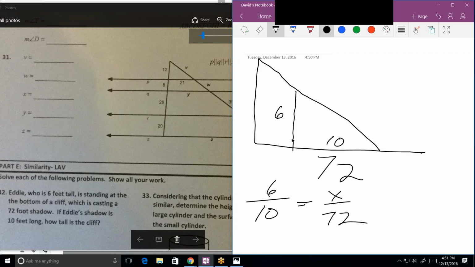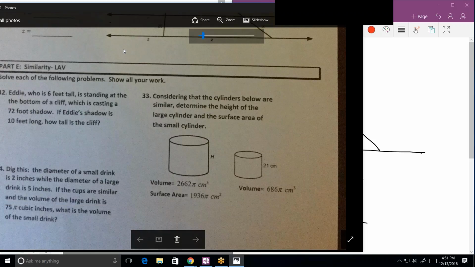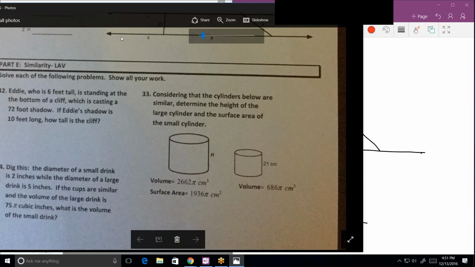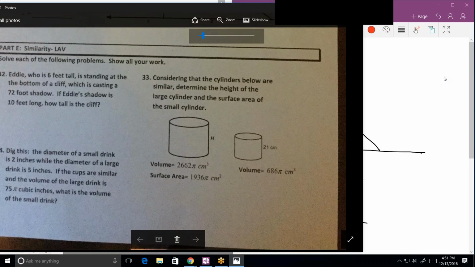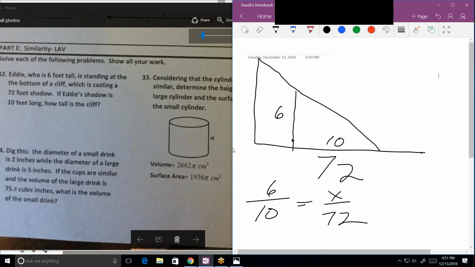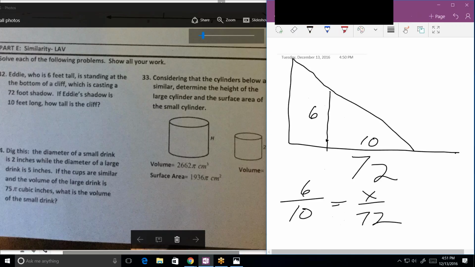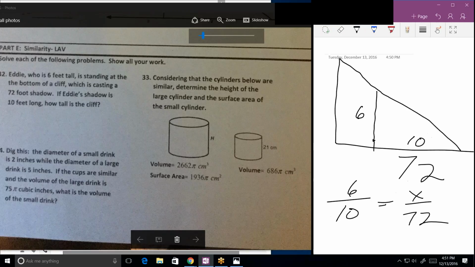Is that what you said? Yep. Okay. Again, that's all I care about. I don't care about the exact number for X. I got X equals 43.2 feet. Okay. Yeah, it doesn't matter.